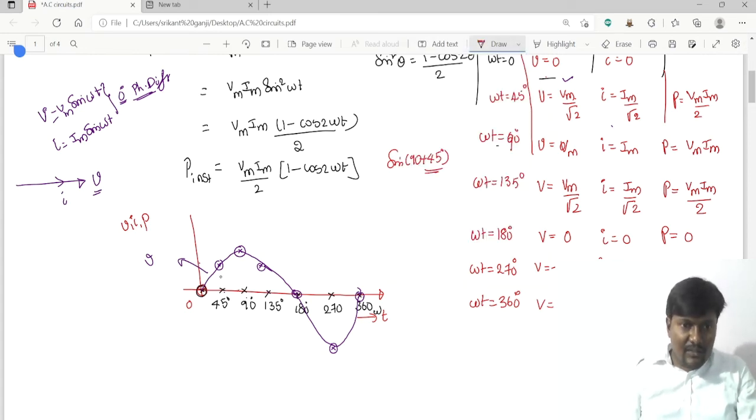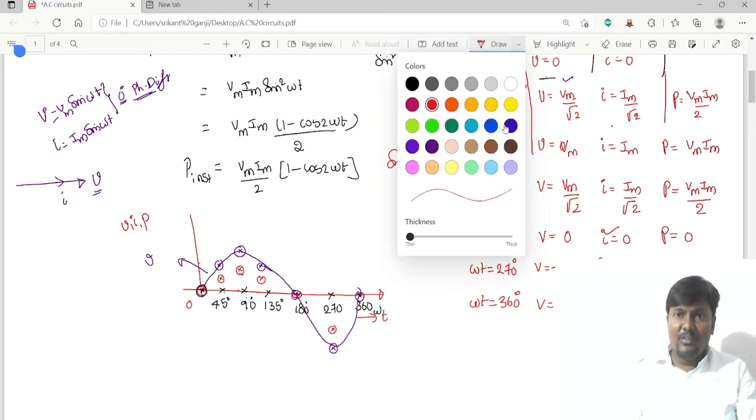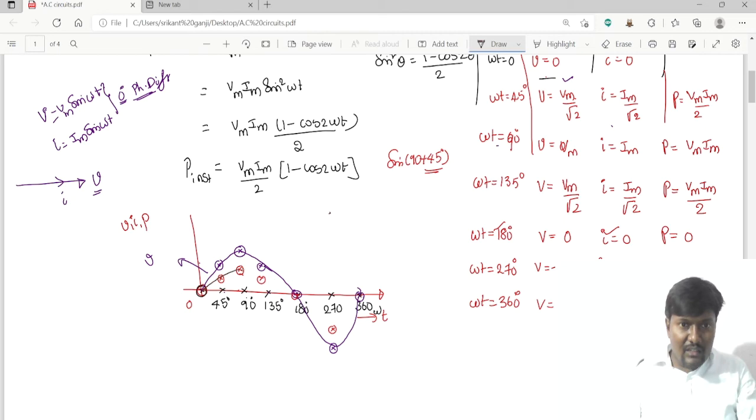At 45 degrees it is Im by root 2. At 90 it is maximum, and this is the value. At 180 it will be 0. You can check it: at 180 the current I is 0. At 270 it is I maximum, and at 360 it is 0. If you join all these points, then I will get the current waveform.